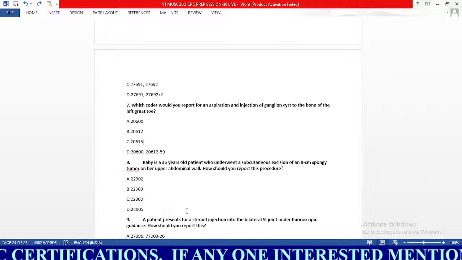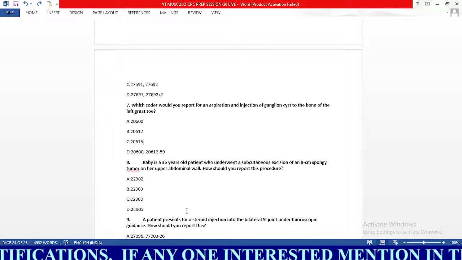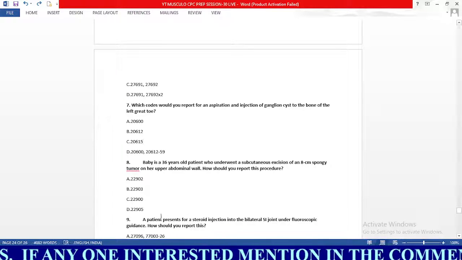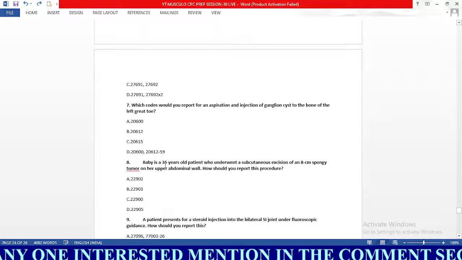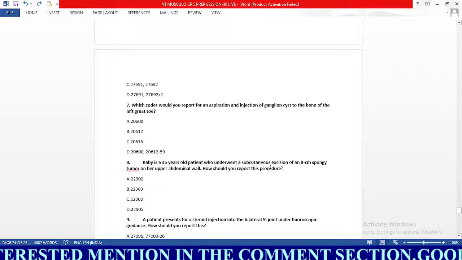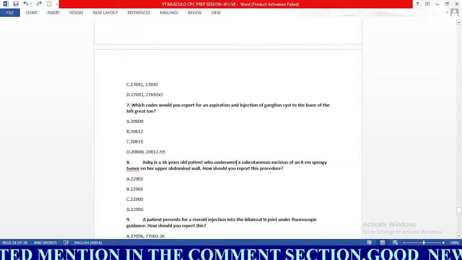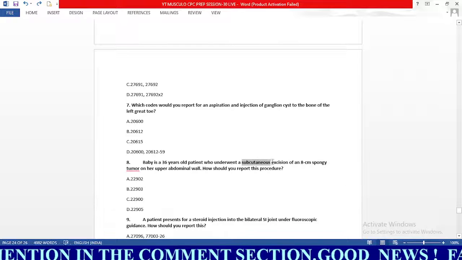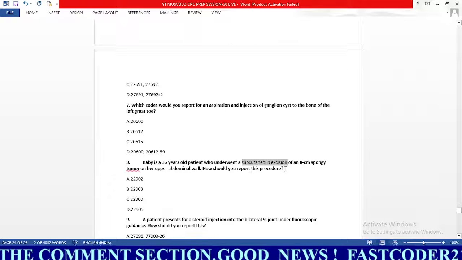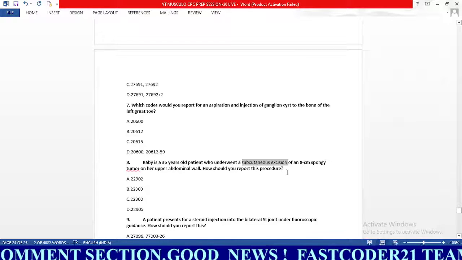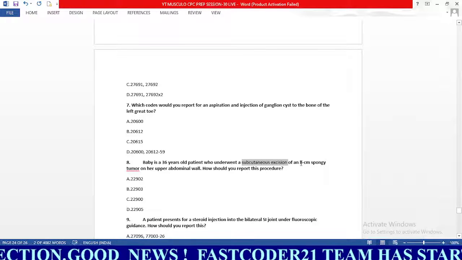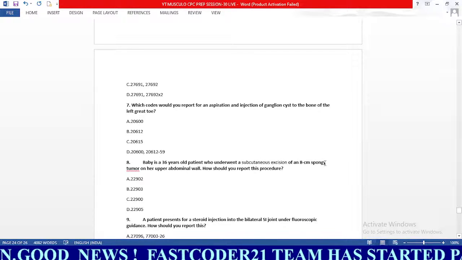So most of the people wrote the correct answer. So we will check the answer now. Here, eighth question, a 36-year-old patient underwent a subcutaneous excision. So here the keyword is subcutaneous excision, which means the physician has made the incision up to the subcutaneous level and excised the lesion, of an 8 centimeter spongy tumor.